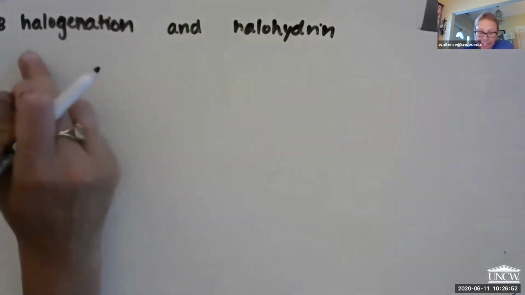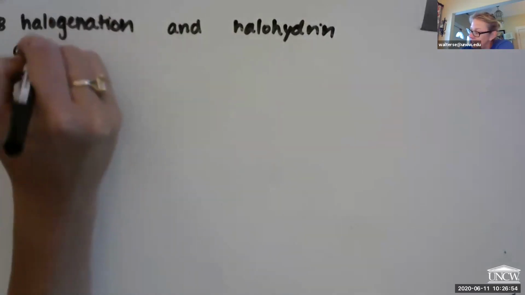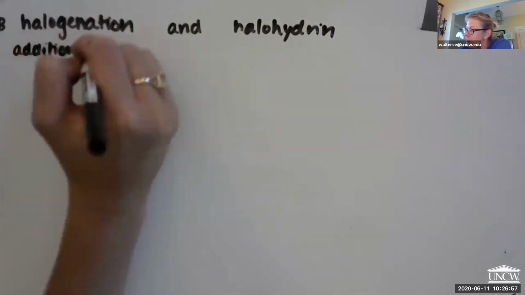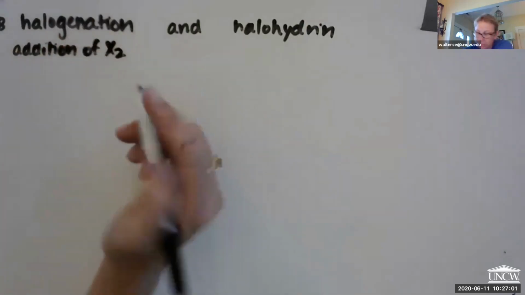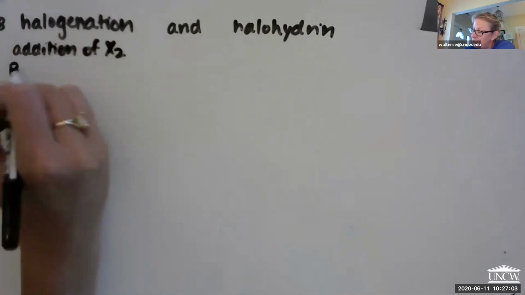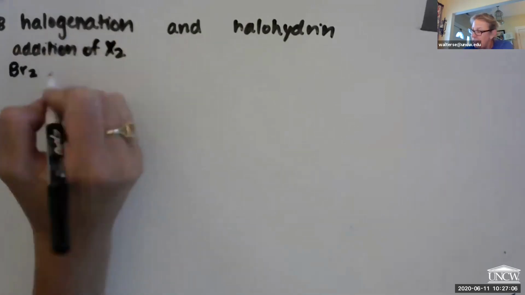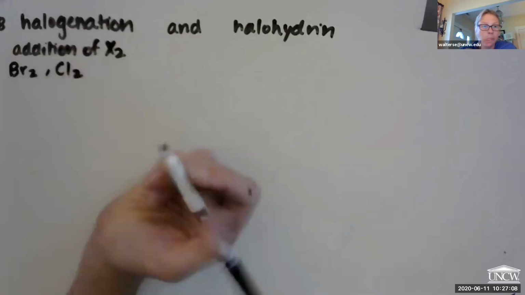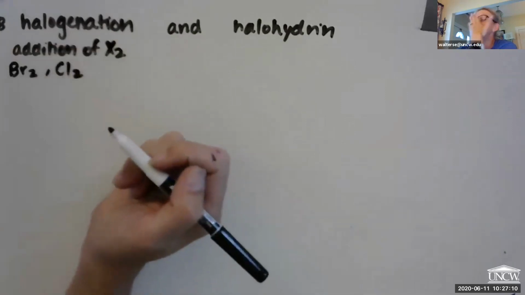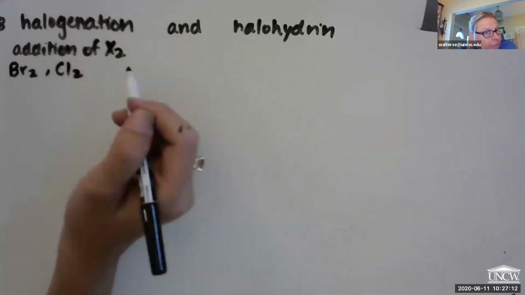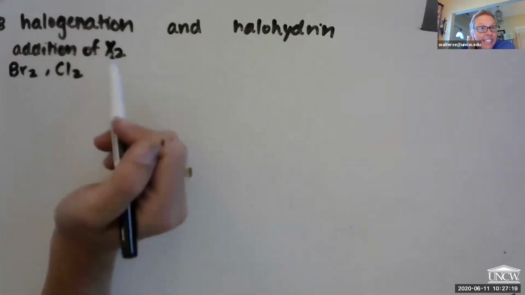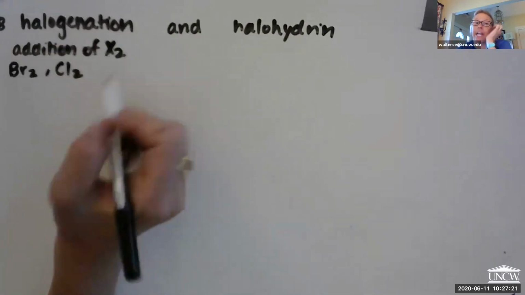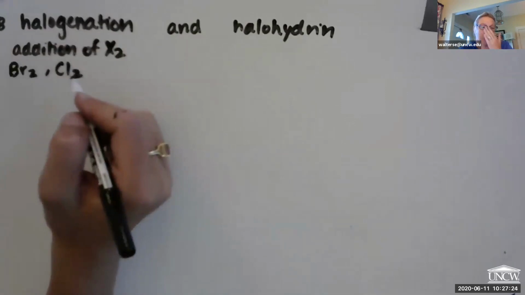Okay. Halogenation is the addition of X2. So you can use bromine and chlorine. Okay. You can't use iodine, I2, for this. The reaction is too slow. It's not useful. The reaction of fluorine is so fast and exothermic, it's a violent reaction. So you can only do these reactions with chlorine and bromine.